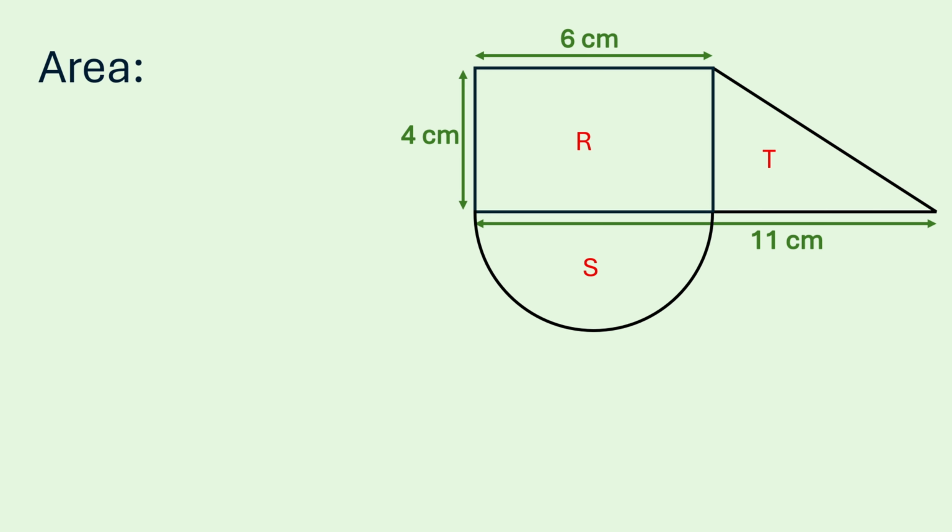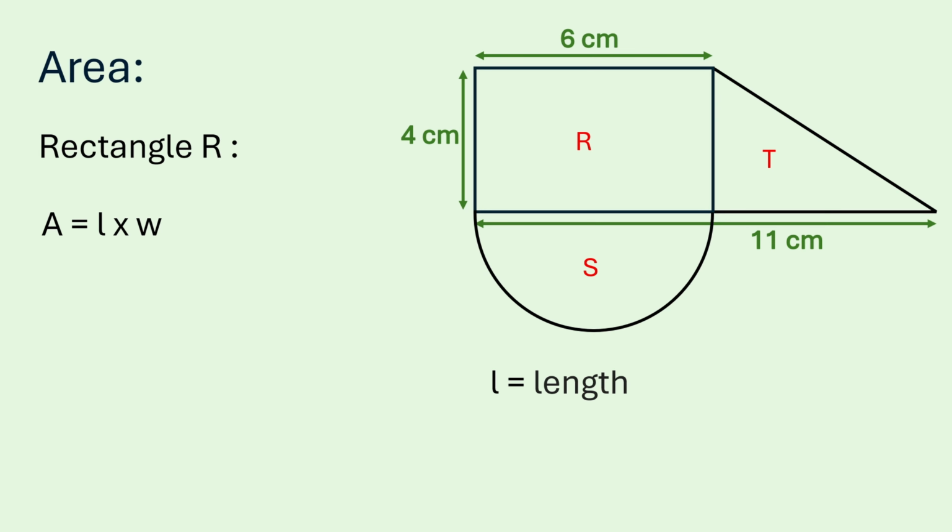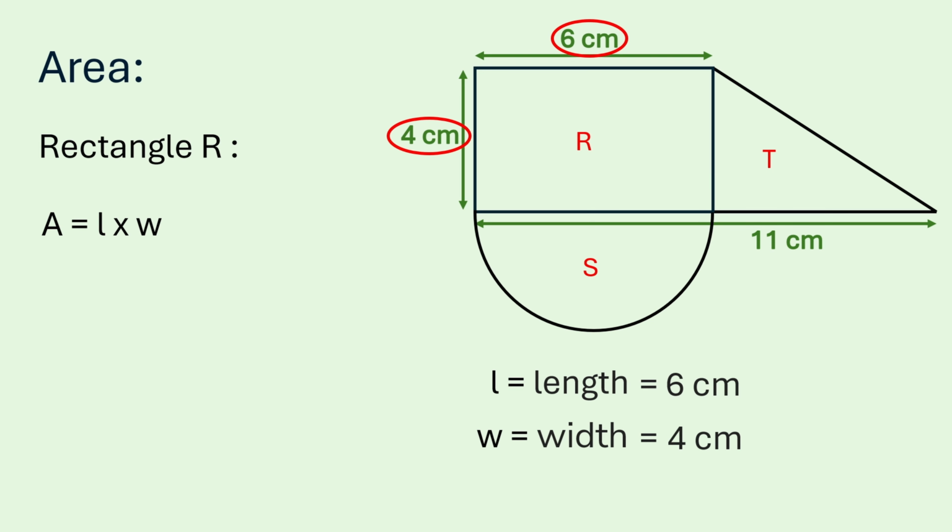Area. Now, let's find the total area. We begin with the rectangle R. The formula of area is A equals length times width. The length is 6 centimeters and the width is 4 centimeters. So, the area of the rectangle is equal to 6 times 4, which is 24 square centimeters.